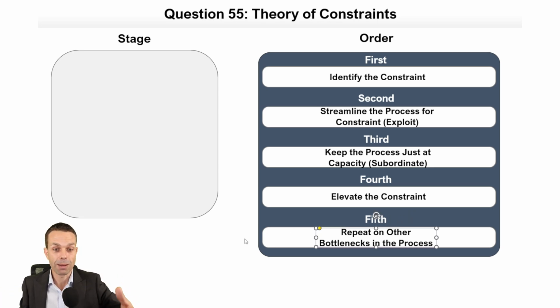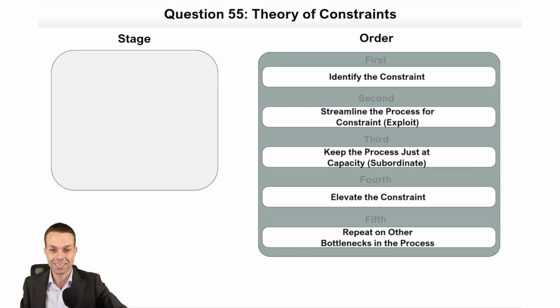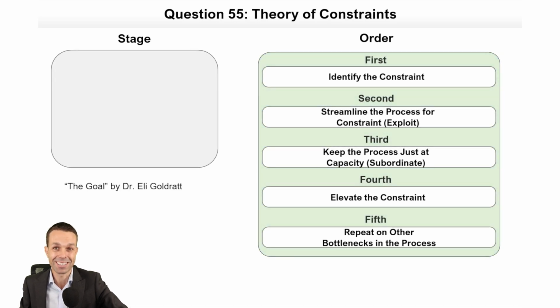And once we've done all of that, a new bottleneck will pop up. Once we've solved one, we'll get a bottleneck somewhere else, so we're going to repeat that on other processes. And looks like we did get that correct, so that's good. Check out The Goal by Dr. Eli Goldratt if you want to learn more about the theory of constraints, but that's basically it. It's a really, really good way to operate.